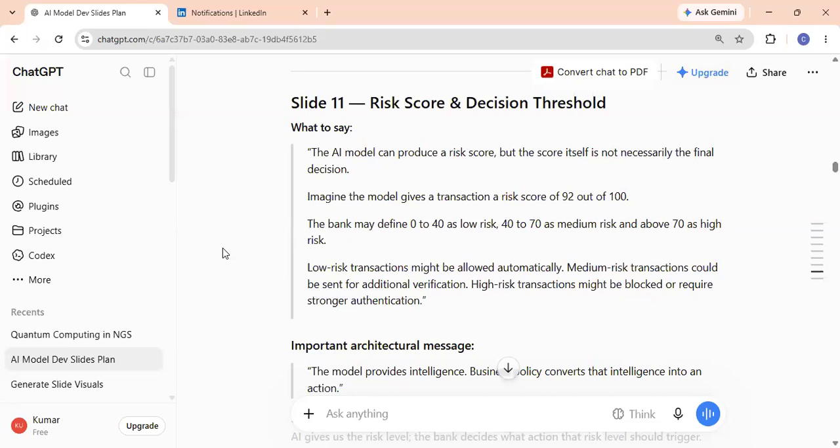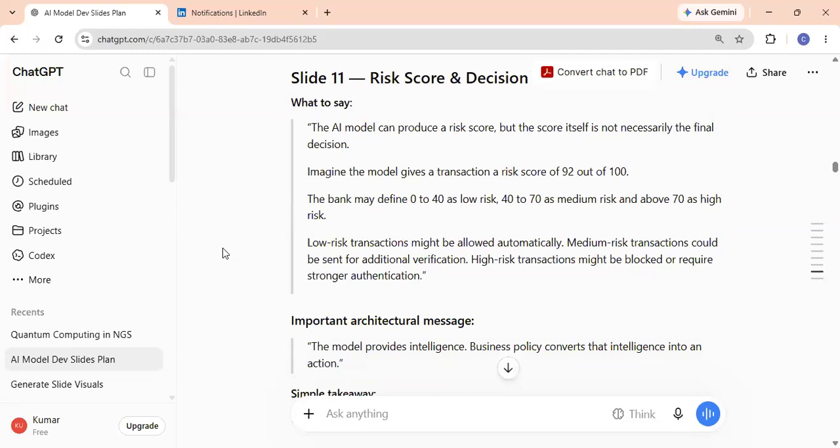So imagine the model gives a transaction a risk score of 90 out of 100. The bank may define 0 to 40 as low risk, 40 to 70 as medium risk, and above 70 as high risk. Then low risk transactions might be allowed automatically. Medium risk transactions would be sent for additional verification. High risk transactions might be blocked or require stronger authentication. This is the risk score and decisions. So decisions are made from the risk. These are the parameters and intervals also, right?